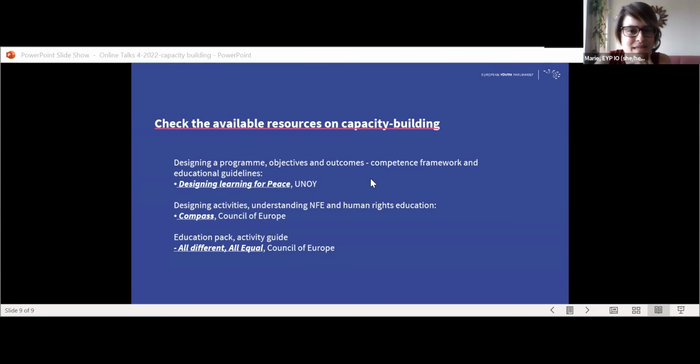Some really good resources are made by the organization called UNOY, United Network of Young Peacebuilders. Designing Learning for Peace is really good. I mean, that's more like advanced training design, but it's really good in terms of knowing what your objectives are for a clear competence that you want to develop, and also breaking it down: for this competence, for example fundraising, what is the knowledge, what are the skills, what are the attitudes? So it's really good to have this a bit more in mind.